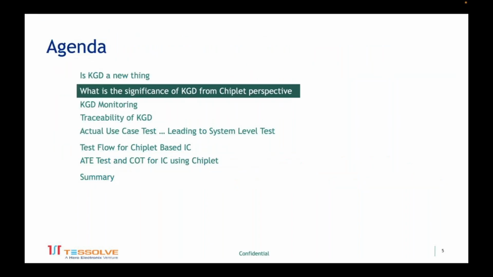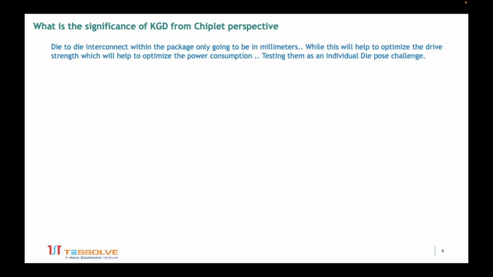Then I would go into the next topic. What is the significance of KGD from the chiplet perspective? Here, if you look at it, when we put a chiplet into a package, the die-to-die interconnect within the package is going to be in terms of a few millimeters.